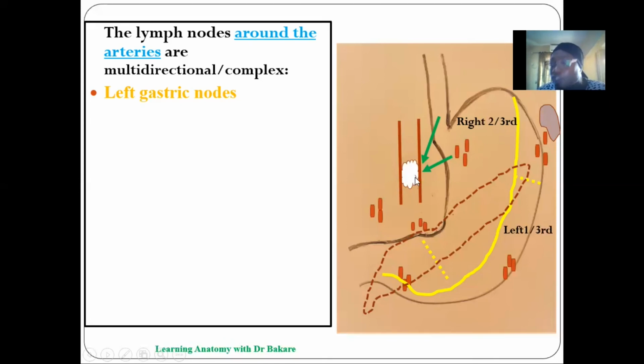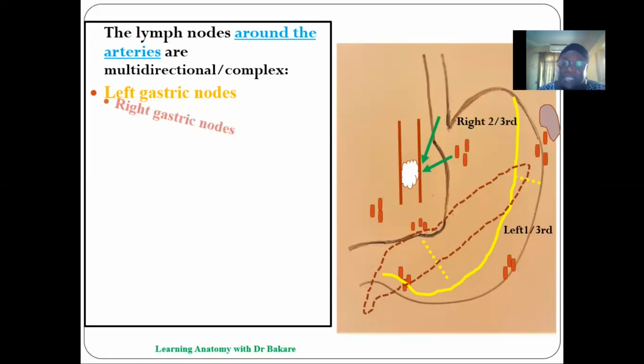This celiac lymph node is also a group of lymph nodes that are located around the celiac trunk. This is the abdominal aorta. We have the emergence of the celiac trunk around this region. So also we have the celiac lymph node located around the celiac trunk. So these are collected into the celiac lymph nodes. The celiac lymph node is like a central collection point.